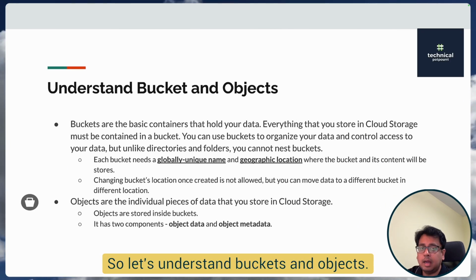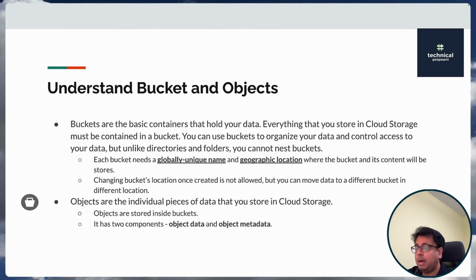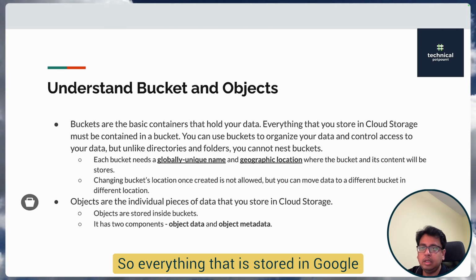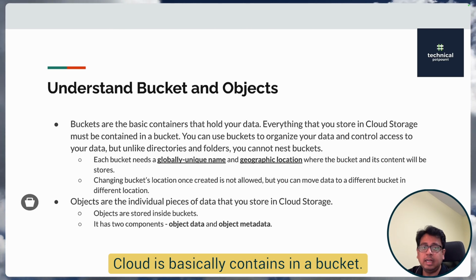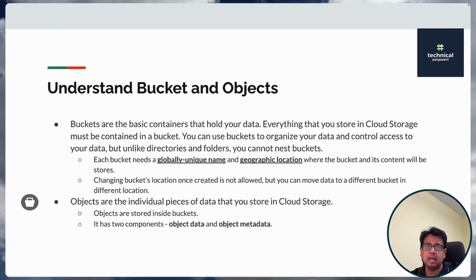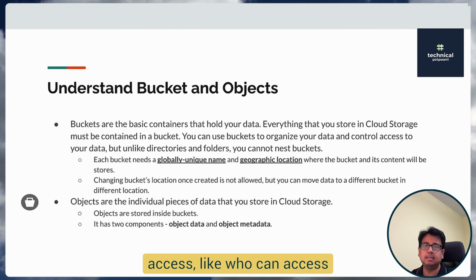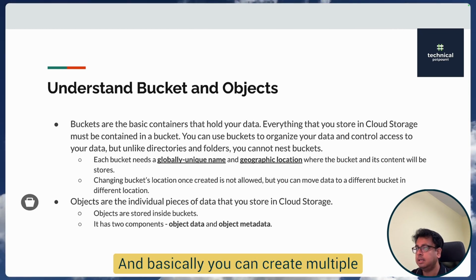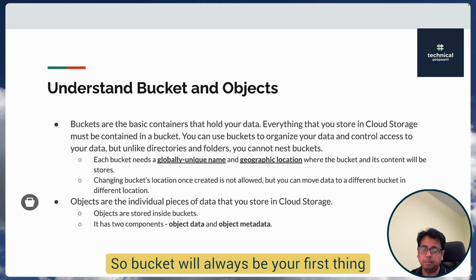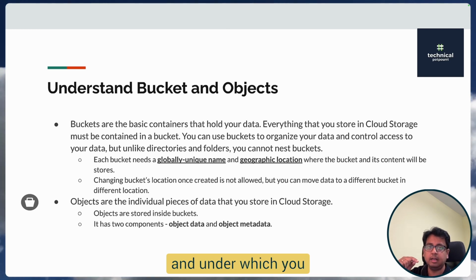So let's understand buckets and objects. What is a bucket? Buckets are basic containers that hold your data. Everything that you store in Google Cloud is basically contained in a bucket. You use a bucket to organize your data, and it also helps you control access, like who can access the data inside your bucket. You can create multiple folders, but you cannot create buckets under another bucket. So a bucket will always be your first thing, under which you will create objects or folders.